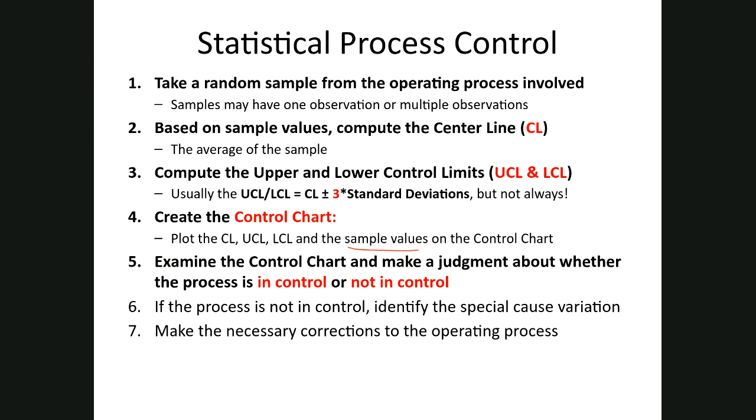And then we're going to examine the control chart just by eye and determine whether or not the process is in control, and we'll talk about that more. And then lastly, if the process is not in control, we want to identify the special cause variation. I'm going to talk in a minute about special cause variation. And once we identify the reason for special cause variation, then we're going to take the steps necessary to eliminate it.